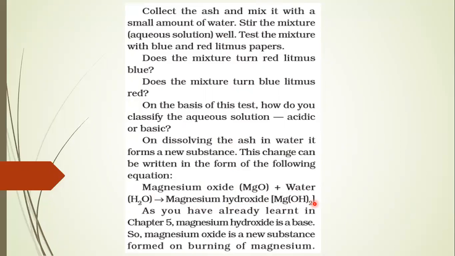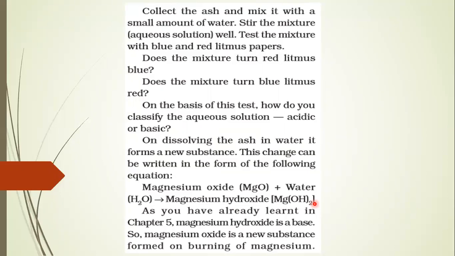We will take a piece of magnesium, clean it with sandpaper, then bring it near a candle flame. When it burns completely, it will leave behind a powdery ash. We will collect the ash and dissolve it in a small quantity of water. Then the solution we get is magnesium hydroxide.